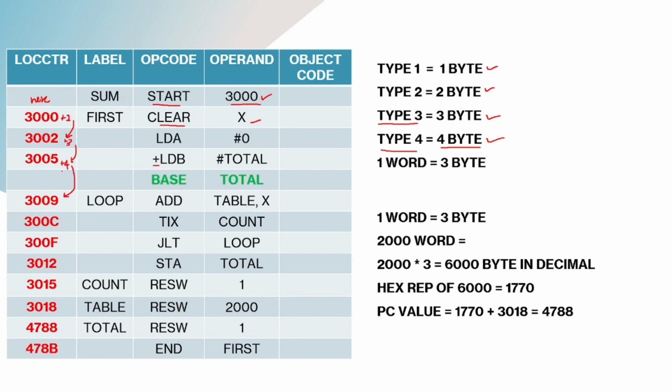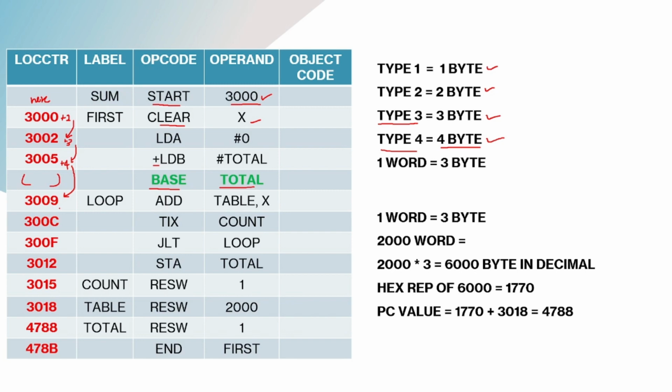Now you may also notice that I'm not writing any value right here, because this right here is an assembler directive. It's basically an instruction to the assembler. Moving ahead, it's not for the program to be converted into object code.